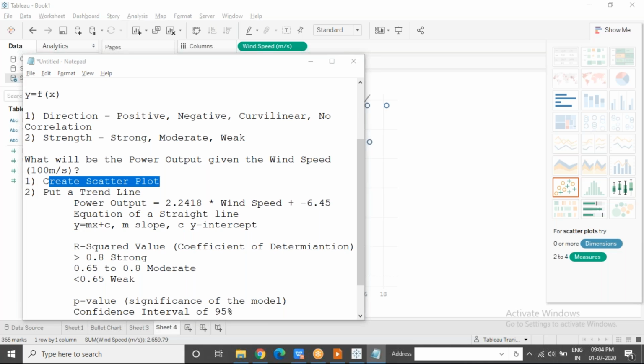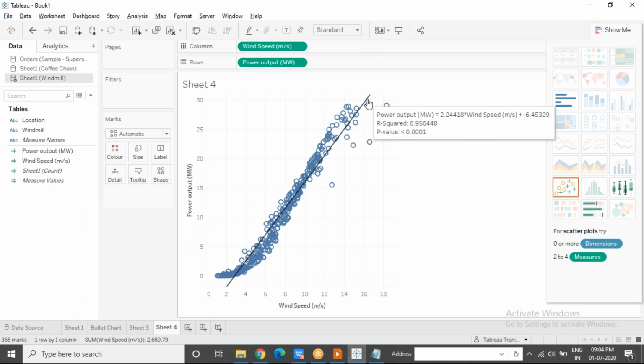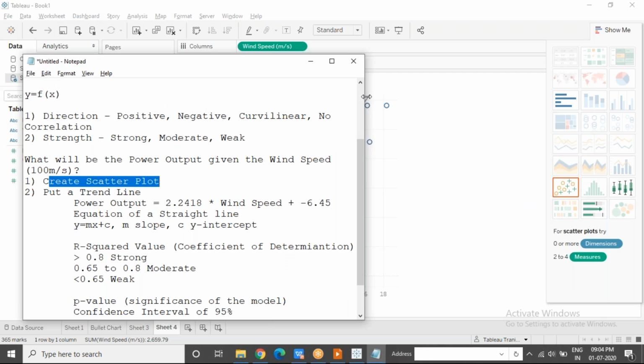So what did we do? We put a trend line. When we put a trend line, what did we get? We got the equation of the line. By observing the equation, when I observe the slope to be a positive number, I know that the direction of the relationship is positive. And then I observe the R squared value, which is 0.95, much greater than 0.8, which means I can also confirm that it is a strong model, a strong relationship. Direction is positive, I know because the slope is positive. It is a strong relationship, which I know because the R squared value is greater than 0.8.